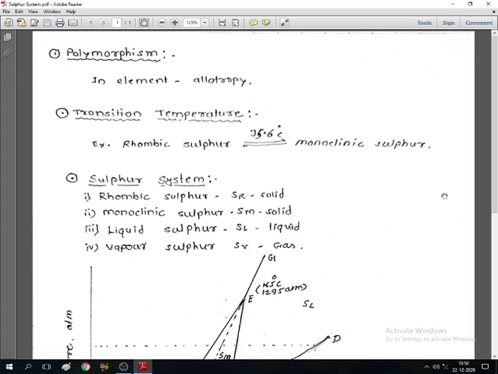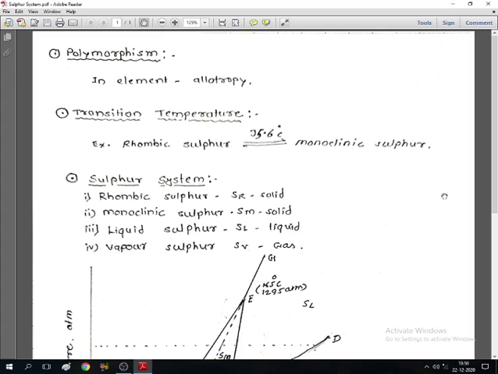The existence of a substance in more than one crystalline form which shows different physical properties is known as polymorphism. That is, the substance exists in two or more crystalline forms. The same substance exists in different solid forms having different physical properties. This property is called polymorphism.